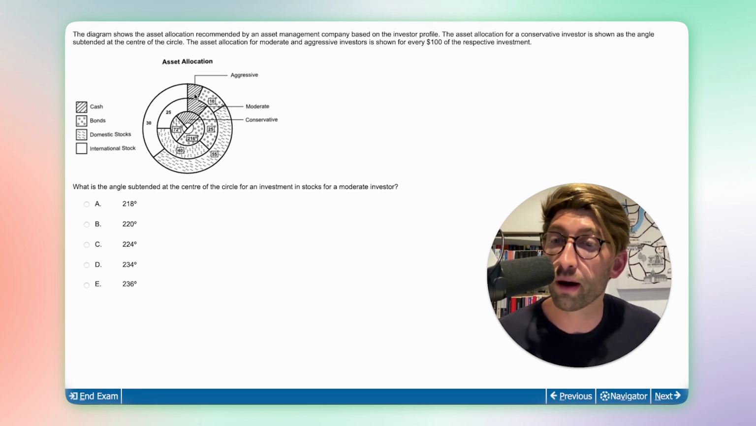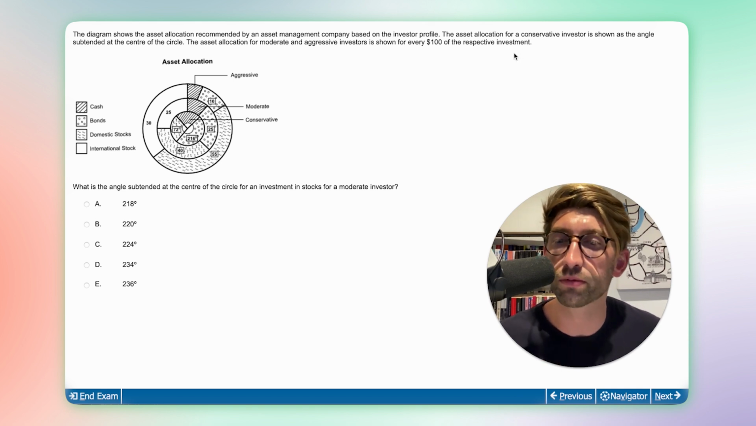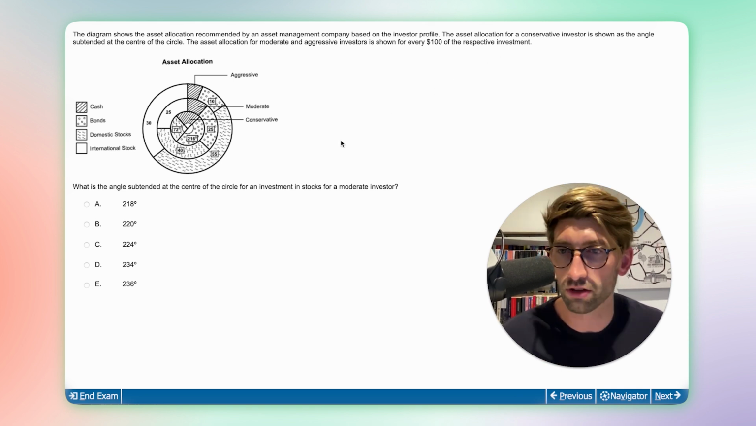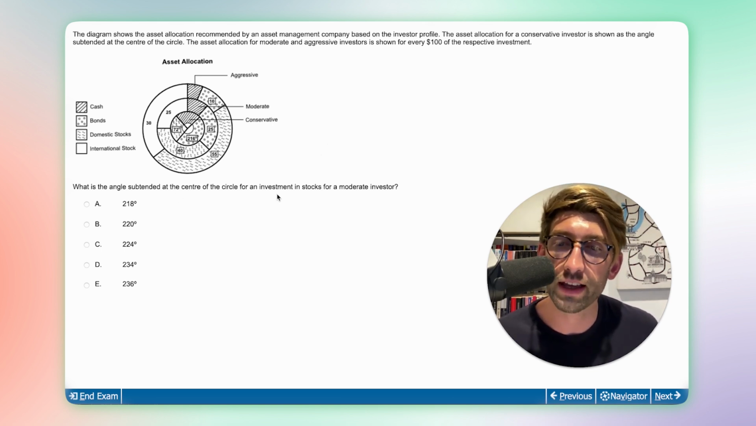And the piece of the pie for each is represented by the angle, right? So first of all, remember that the asset allocation for moderate and aggressive investors is shown for every $100 of the respective investment. That will probably come in later. Let's have a look at this first question, which is clearly about angles. What is the angle subtended at the center of the circle for an investment in stocks for a moderate investor? Okay, we want to find this moderate investor circle.